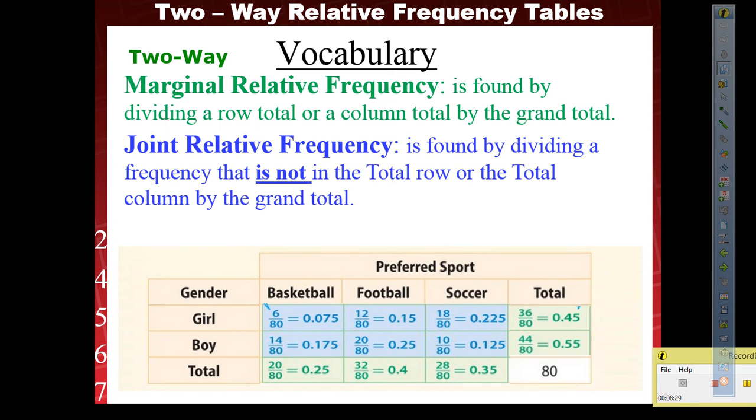So by looking at it, to find the relative frequency of a two-way table, what are you supposed to do? Talk it over with your neighbor, please. What are you supposed to do to find the relative frequency of that two-way table? Go. I'll give you some time to talk it over.